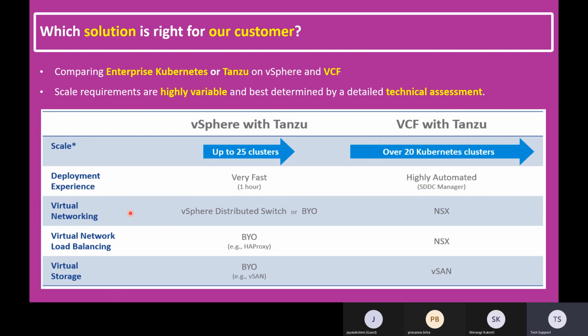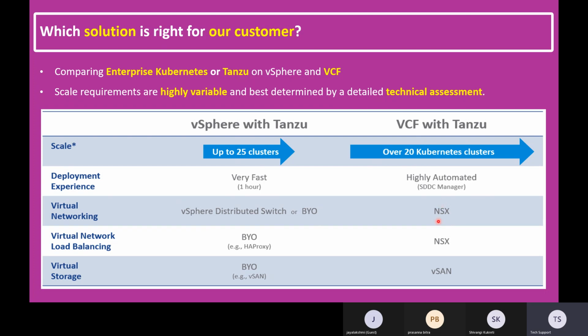From the networking perspective, in vSphere you can use the vSphere distributed switch. If you have a virtual switch, it's not recommended to use Tanzu. The minimum requirement, even in today's introduction slide for Tanzu prerequisites, is a distributed switch, or BYO. BYO means bring your own network device; that option is also available. If you are using VMware Cloud Foundation with Tanzu, the minimum requirement is that we should go with NSX virtual networking.